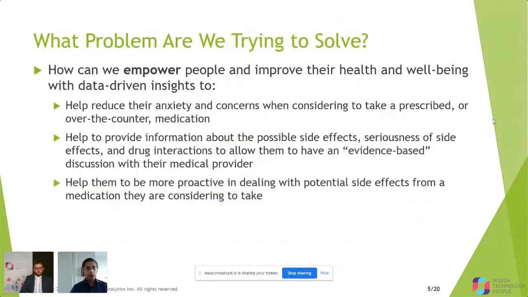Okay, so again, what are we trying to solve? What we're really trying to solve is empowering people to help improve their health and well-being with data-driven insights, right? And again, we all take medications. We all have concerns and anxiety about medications. And given the state of the healthcare system in Canada, where it's overburdened, physicians are burned out, et cetera, it becomes difficult for a doctor or a medical professional to spend time on you. So patient care is extremely important in Canada.